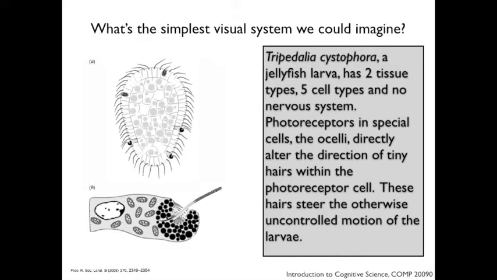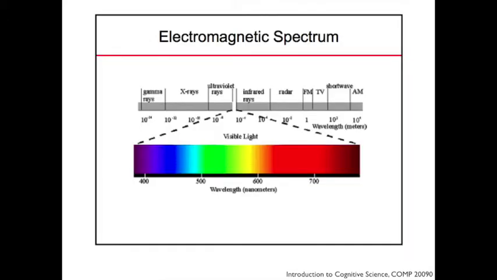Now, the light that this creature is responding to is found in its environment, and it comes from the sun. And we are bathed in light. We're bathed far more in electromagnetic radiation. This is a plot of the electromagnetic spectrum from gamma rays down here on the left all the way up to AM radio here on the right. And there's only a small part of this electromagnetic spectrum which our eyes are sensitive to. We call that part visible light.